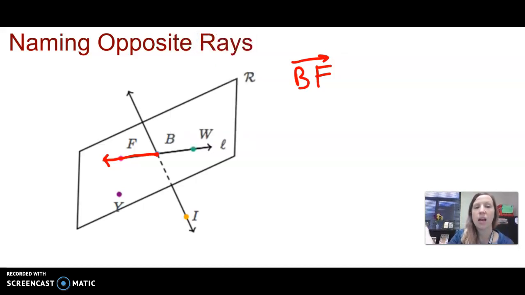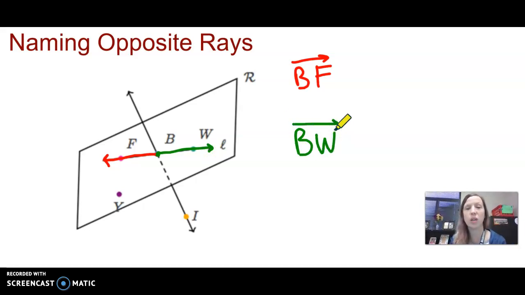Okay, and the other ray, the opposite ray, would be going the exact opposite direction and starts at the same endpoint. So I know B is still going to go first because it's the endpoint of this new green ray, and it goes through W.